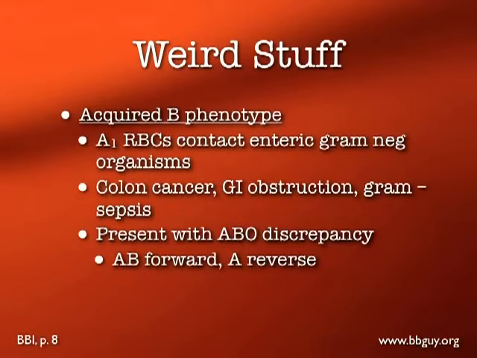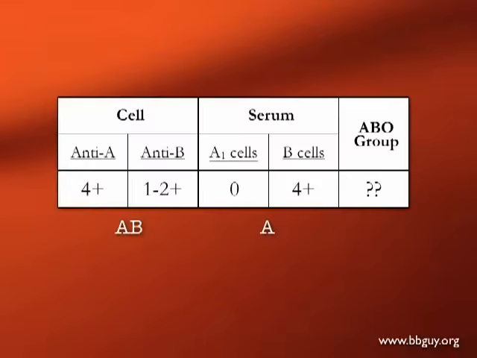That's a scenario where blood group A1 red cells come into contact with enteric gram-negative organisms. In other words, bacteria from the gastrointestinal tract. That happens with colon cancer, gastrointestinal obstruction, or sepsis, and they present with an ABO discrepancy that looks kind of like this, where you have a strong reaction with anti-A on the forward grouping, a weaker reaction with anti-B, but you would interpret that forward grouping as AB, and just a straightforward group A interpretation on the reverse grouping.